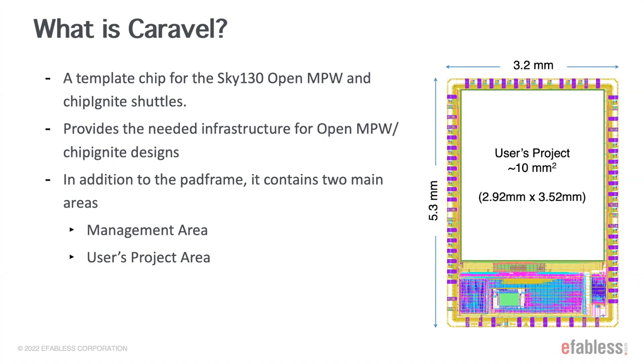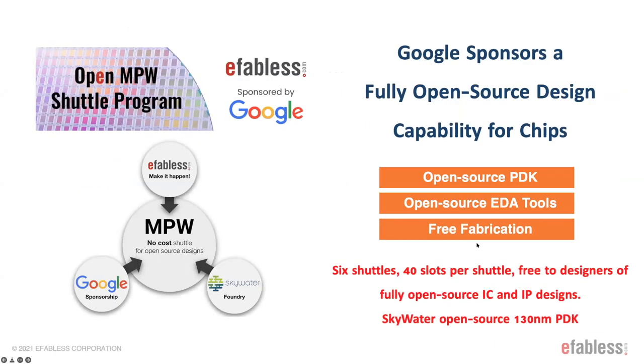This system on chip is capable of executing firmware, which enables some of the services to the user's project. So through some facilities already implemented in the management area that we're going to discuss shortly, your project in the user's area can make use of these. And not only that, it can control how these services will be used or consumed by the user's project through some firmware running on the system on chip. So this carved chip is the chip which you have to use whether you are targeting Open MPW or chipIgnite shuttle programs.